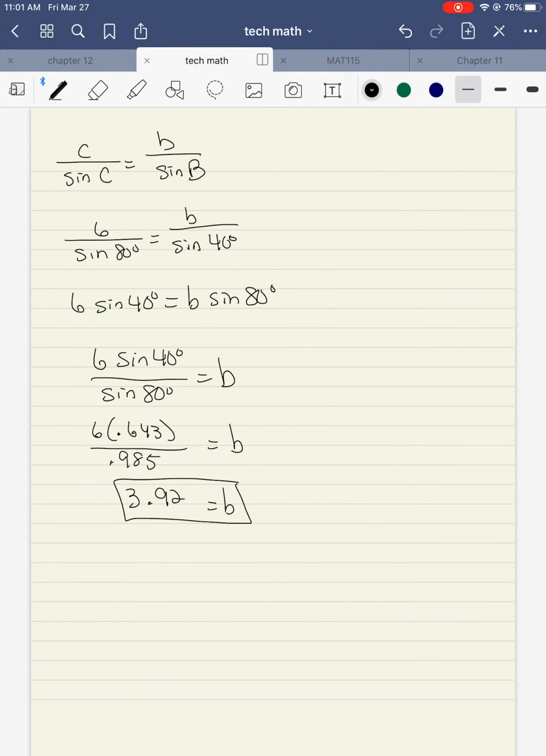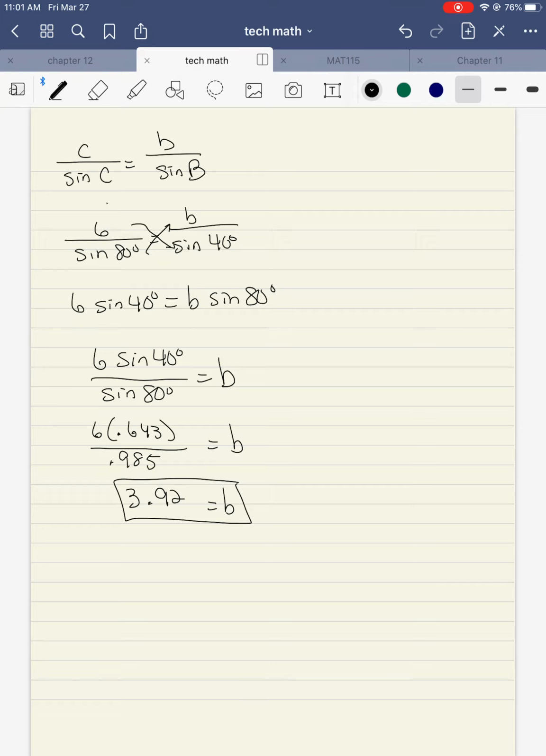Now I'm going to do the same setup to find side b. So c over sine C equals b over sine B. So 6 over sine 80 equals b over sine 40. So again, I cross multiply. 6 times sine of 40 equals b times sine 80. Divide both sides by sine 80. I get 6 sine 40 divided by sine 80 is equal to side b.